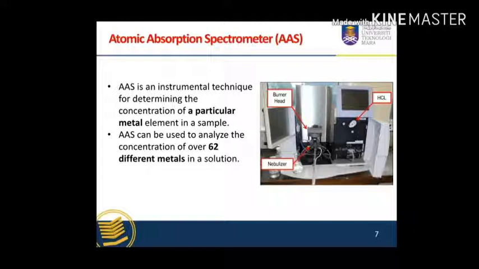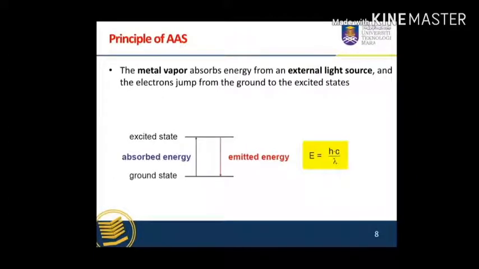We can see here a few components of AAS. We have HCL here. HCL here does not refer to hydrochloric acid, but to hollow cathode lamp, the lamp that provides the characteristic wavelength, the burner head, and the nebulizer. As I mentioned earlier, according to the Bohr model, an electron will jump from ground state to excited state when receiving energy from an external light. In AAS, the liquid or solid sample is converted to metal vapor by using a flame or graphite furnace.